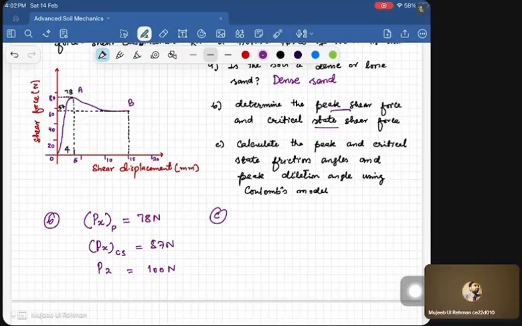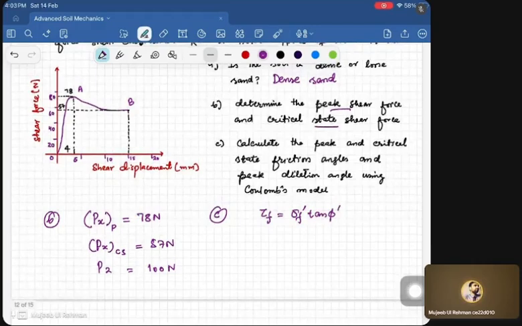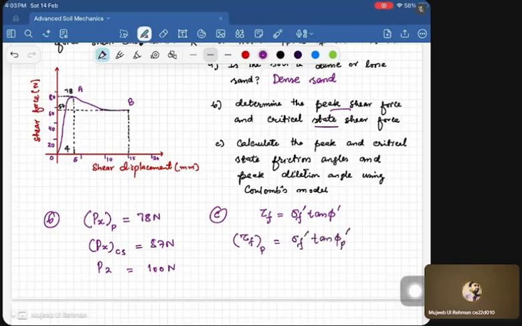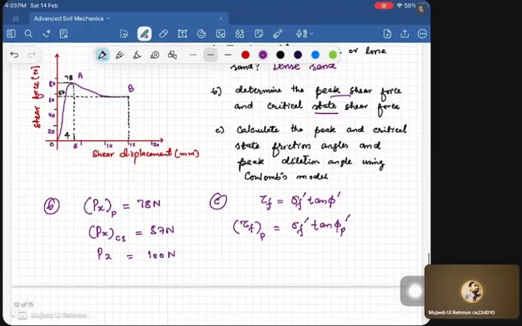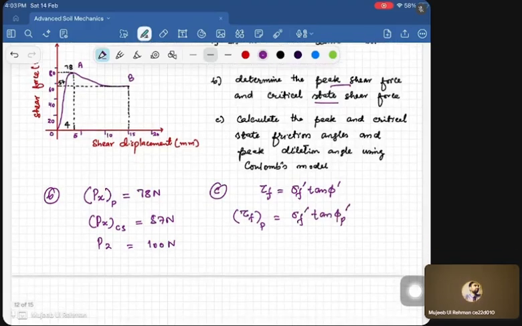Now we know that for determining the peak and critical state friction angle, we should have the formulation tau f is equal to sigma m dash tan of phi. This is the general failure equation, correct? We use it as per the Coulomb's model. Now if we use this equation for the peak, right? So for the peak we will have tau f peak is equal to sigma f dash into tan of phi peak. This sigma f dash is 100 Newton here, and this tau f is 78 at the peak.